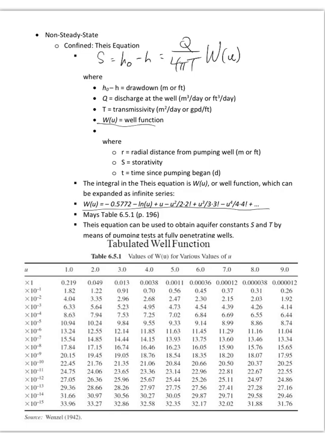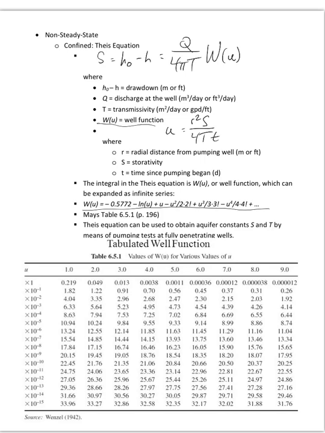So this is a function of something called u, which is also a dimensionless parameter, and u is defined as r squared S over 4 T t, where r is the radial distance from the pumping well that you want to know what the drawdown is. S is the storativity of the aquifer, which we defined a couple lectures ago in the aquifer properties lecture. And then capital T is the transmissivity, and t is the time since pumping began. It can be in days or hours, usually it's in days.